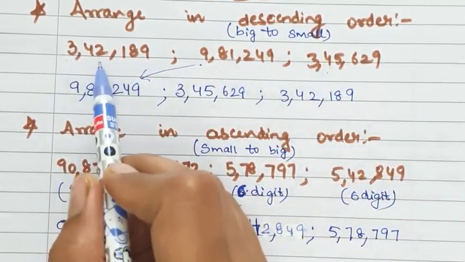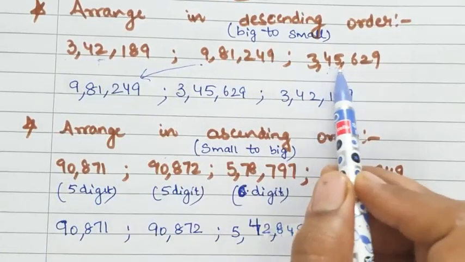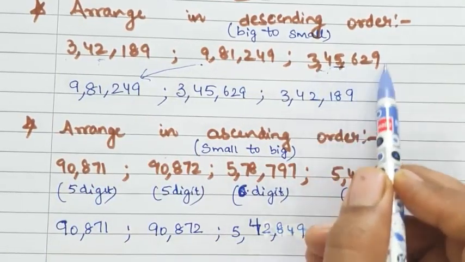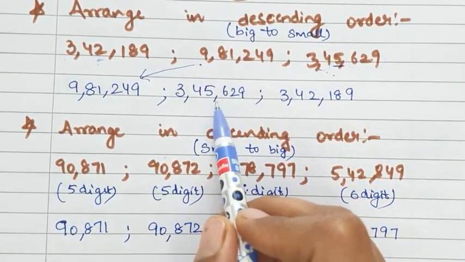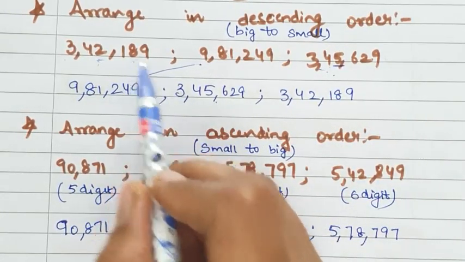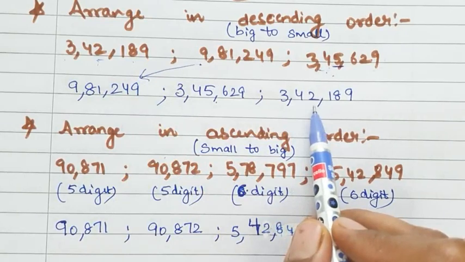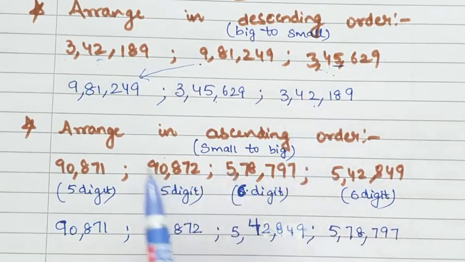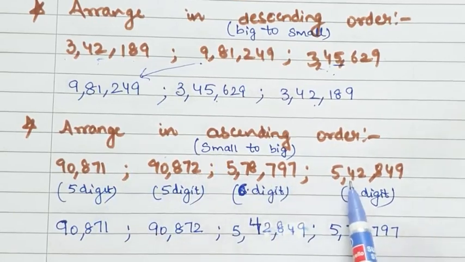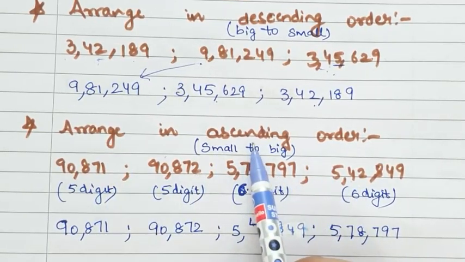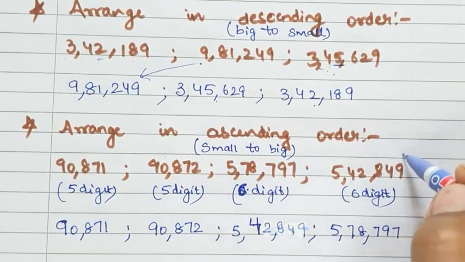But if we see the third digit, there is 2, there is 5. So this is greater. So we will write it first. Then in the last we will write 3,42,189.